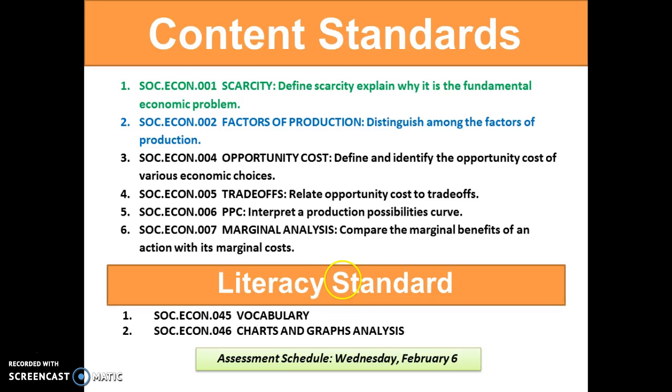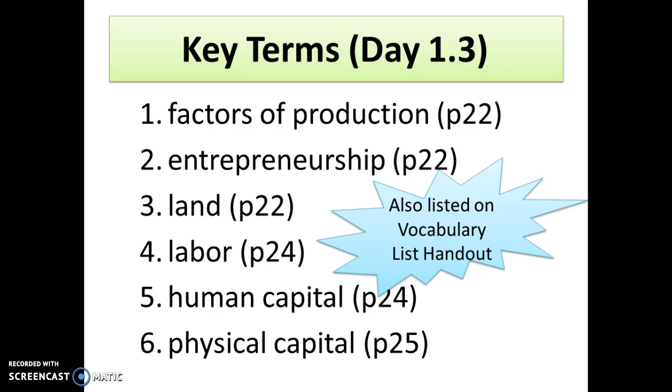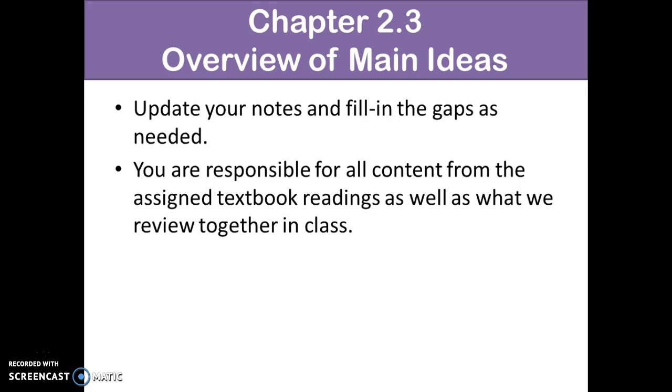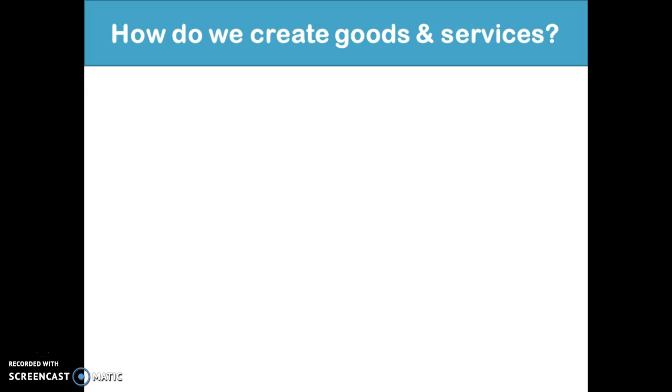The standards that we're working with this unit: yesterday we defined scarcity, today we're working with the factors of production, and we're preparing for our assessment on Wednesday, February 6th. The key terms, again, are listed on the first page of the unit packet. Follow along with your notes that you took and fill in some missing gaps, clarify your definitions as needed, and include some more examples, because that's what we'll take a look at several of today.